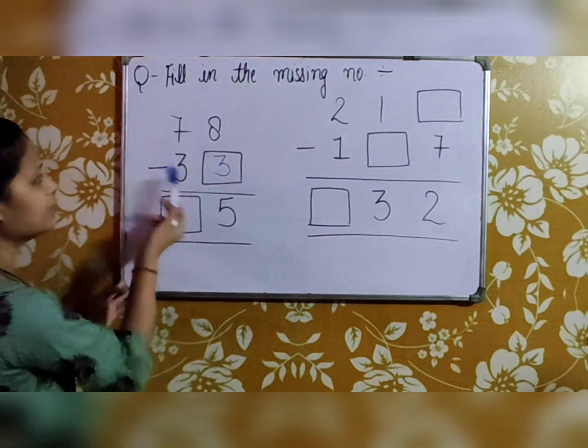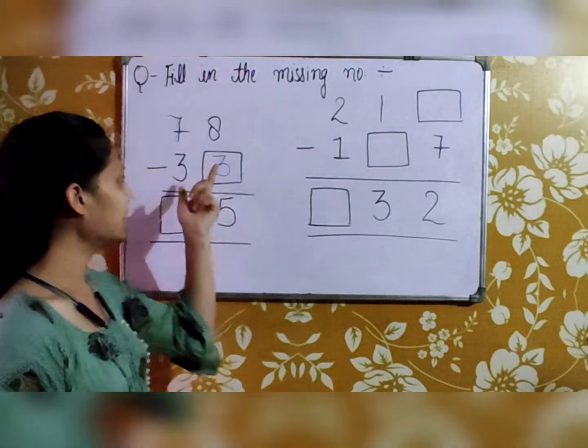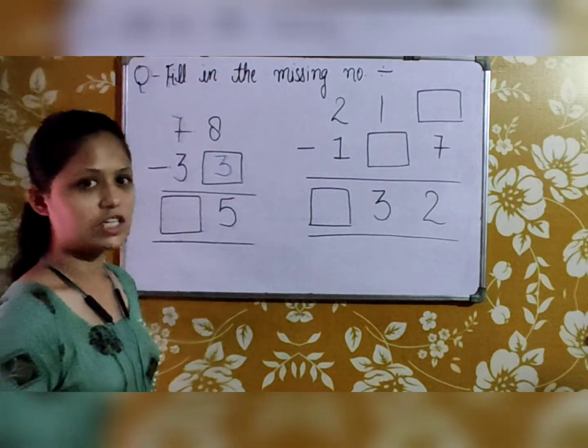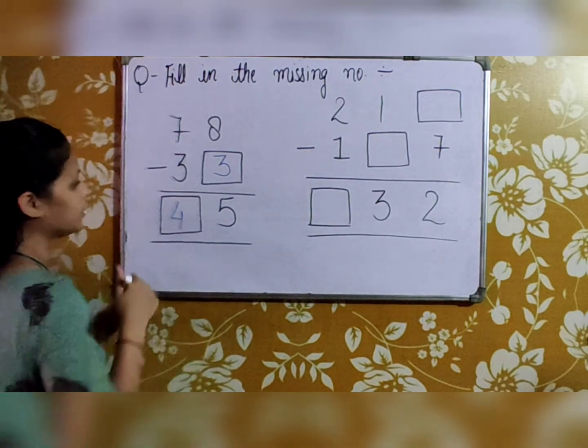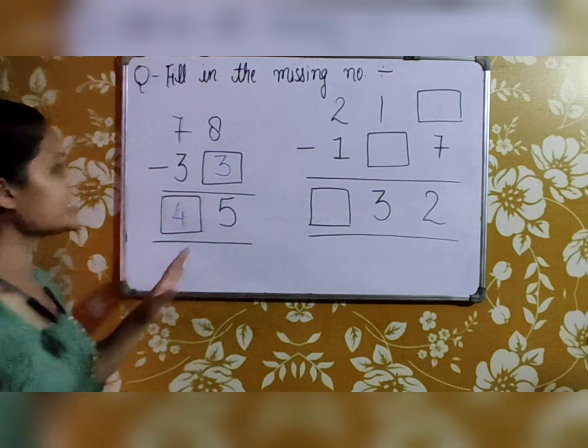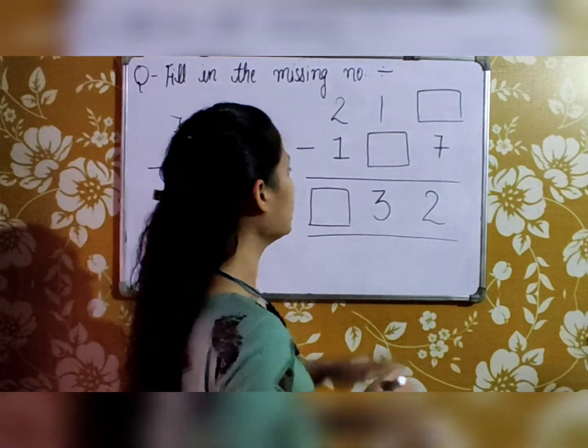Next is 7 minus 3. This is simple, as we do subtraction. This is directly subtraction. 7 minus 3 is 4, so we will write 4 here. This is how we will fill the blanks. Similarly, in this question also we will do the same.